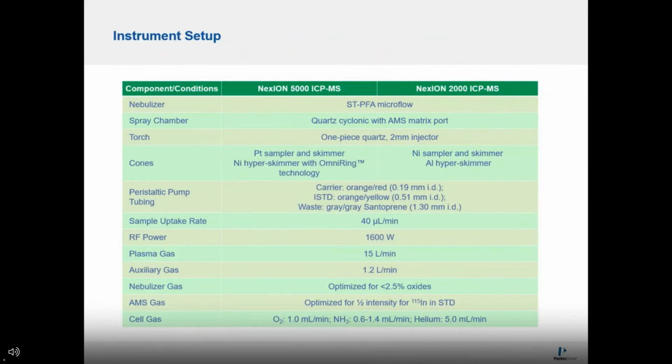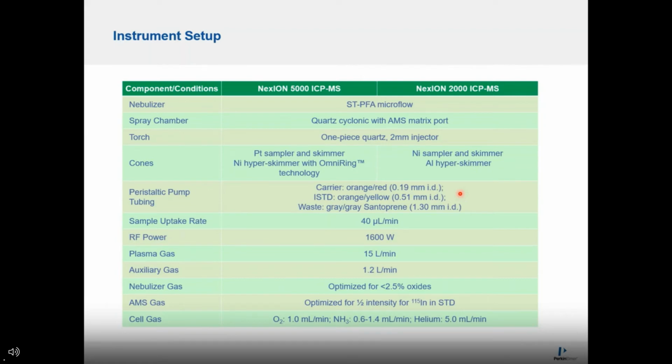Listed in these tables are the instrument settings and parameters. We use a PFA microflow nebulizer as compared to a glass nebulizer. PFA has a slight advantage of low memory effects. The spray chamber comes with an AMS matrix port for us to effect the aerosol dilution. The peristaltic pump tubing for the carrier was orange-red with 0.19 mm ID, and the peristaltic pump tubing for the internal standards was orange-yellow with 0.51 mm ID.